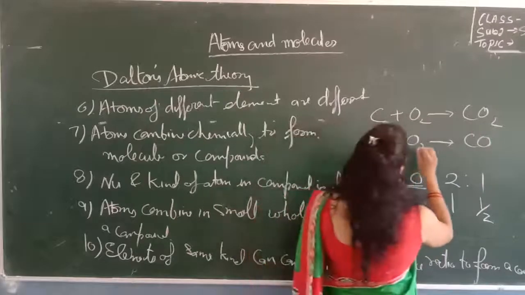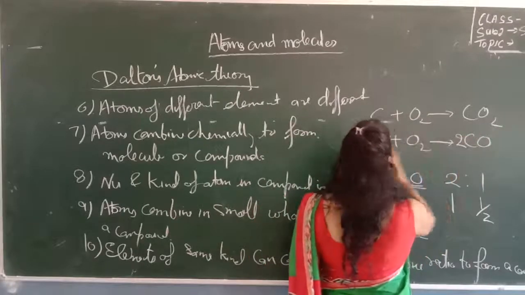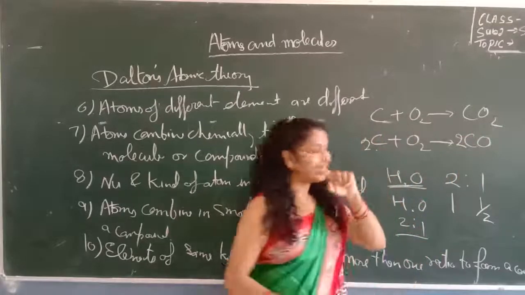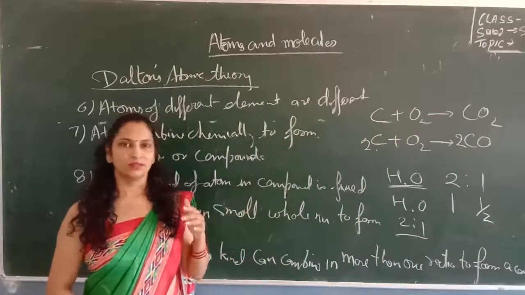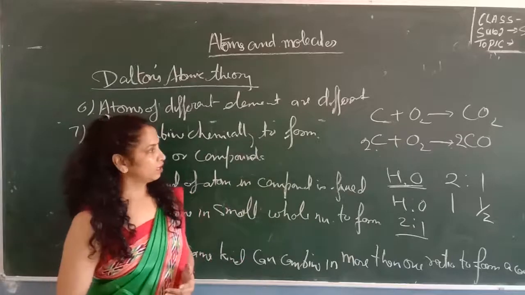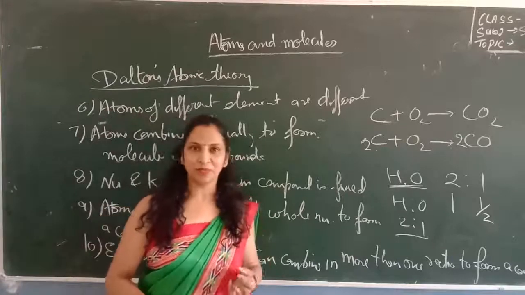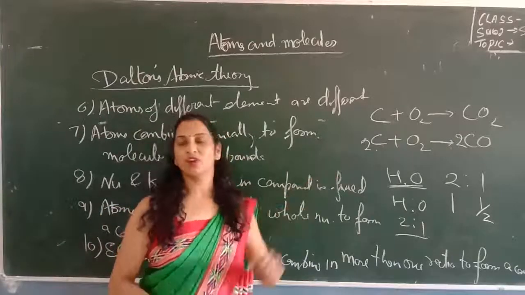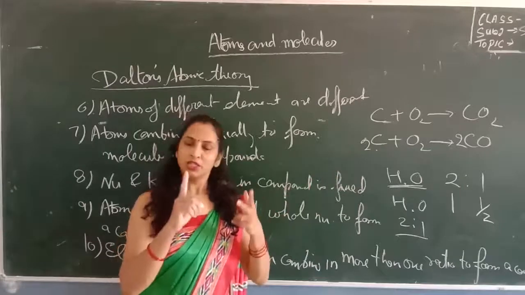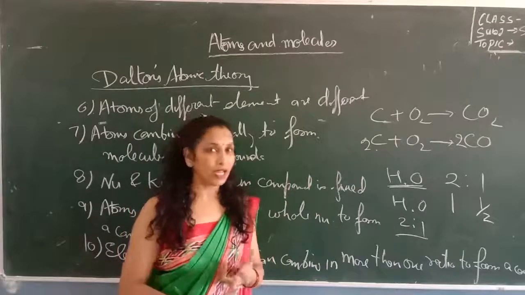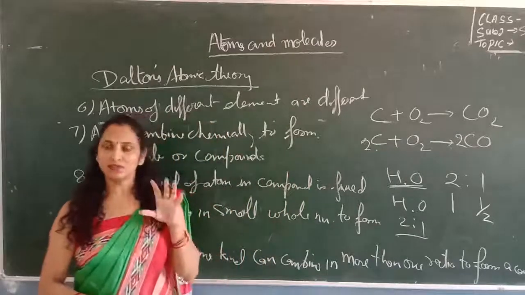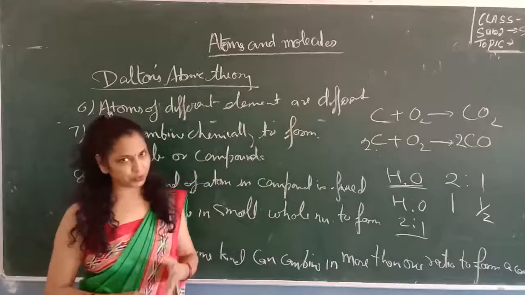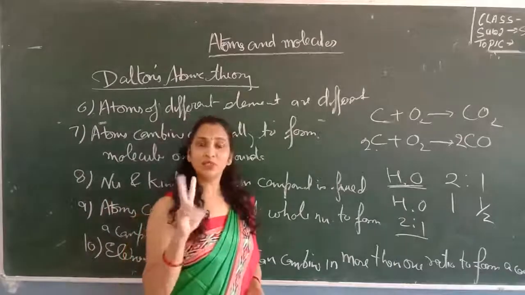So here, 1 atom of oxygen combined with 1 atom of carbon. So it means 2 or more elements can combine in more than one ratio to form a compound. So these are a few points of Dalton's theory. Now we have done the 2 laws.